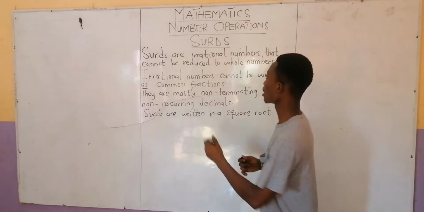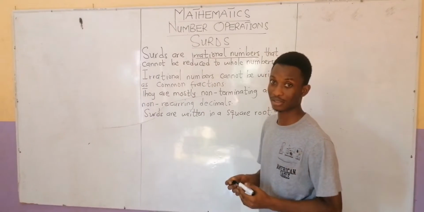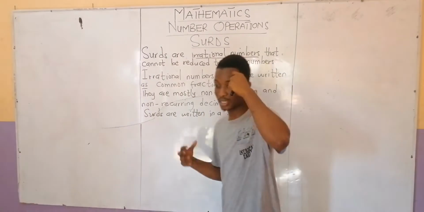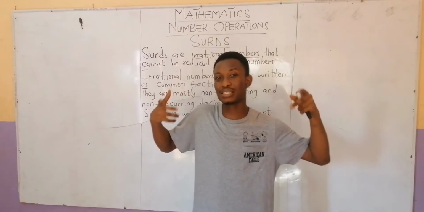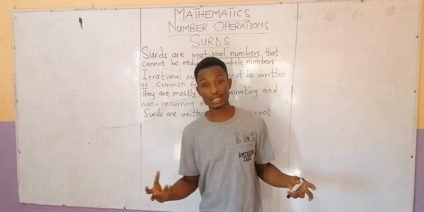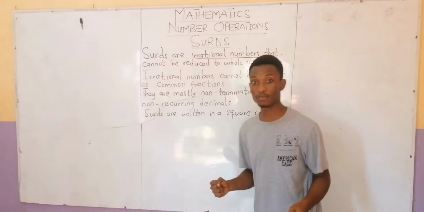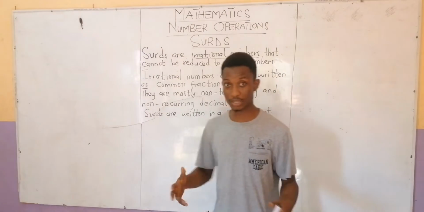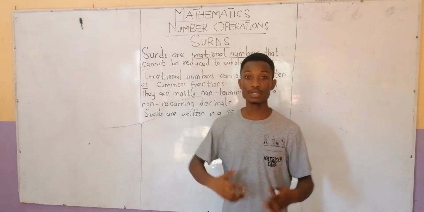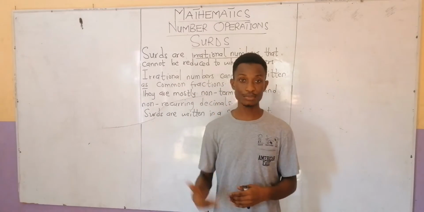And what also are irrational numbers? What makes a number irrational? In English, when you say something is irrational, meaning it doesn't really make sense. So irrational numbers are numbers that cannot be written as common fractions. They cannot be written as vulgar or common fractions. Meaning such a number, I can't write it as a numerator over a denominator.